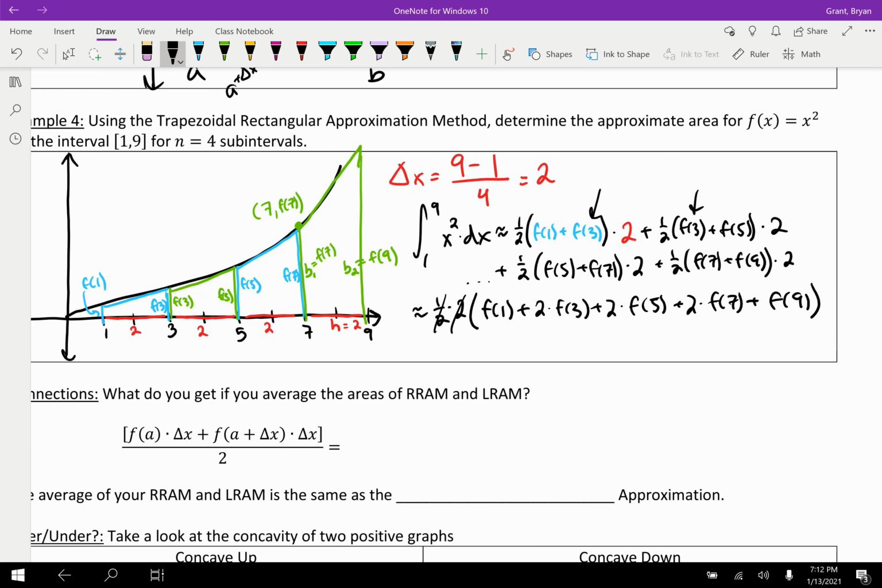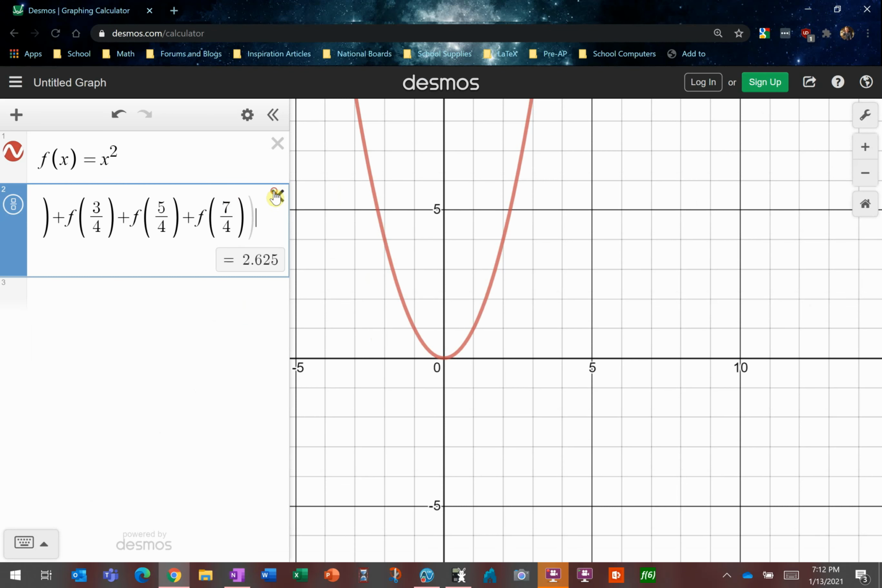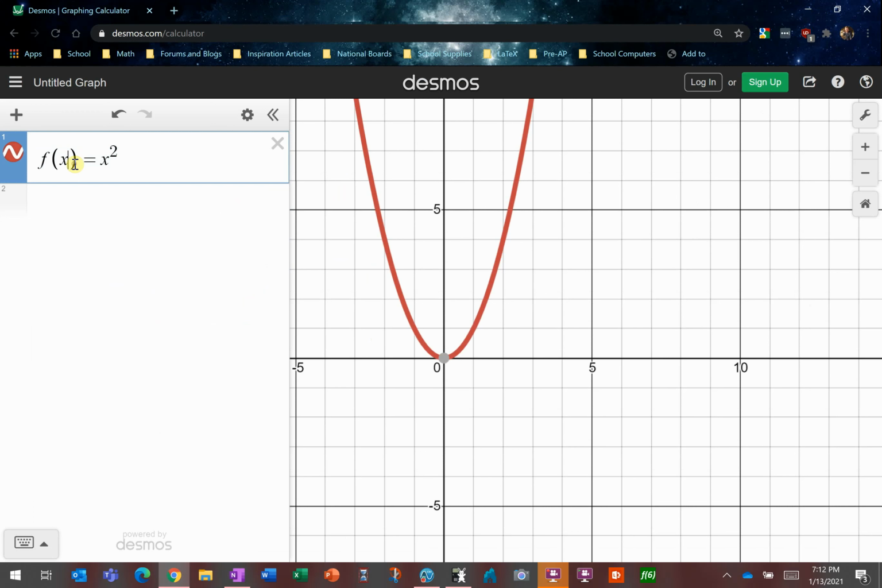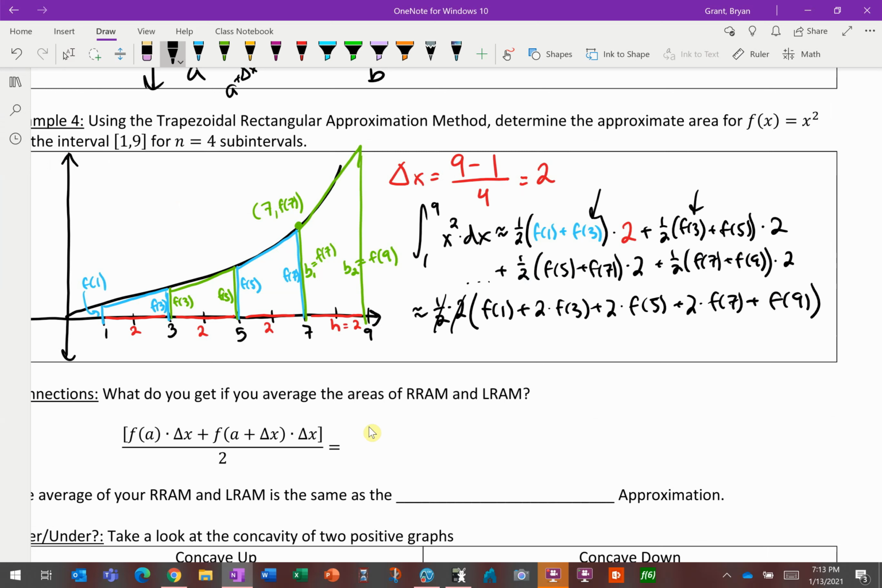You'll notice that even those will cancel out, and then I think it would be very quick to use our calculator to come up with that final answer. So again, I'll switch back to Desmos, probably faster for me to type. You can use your own calculator, and let's see what we come out with here. So this is going to be, and notice I define this as f of x. If I were to do y equals here, it wouldn't be quite as easy. So those canceled, and it was f of 1 plus 2 of those f of 3s plus 2 of those f of 5s, 2 more of those f of 7s, and 1 of those f of 9s. 248 is our approximation, so approximately 248.